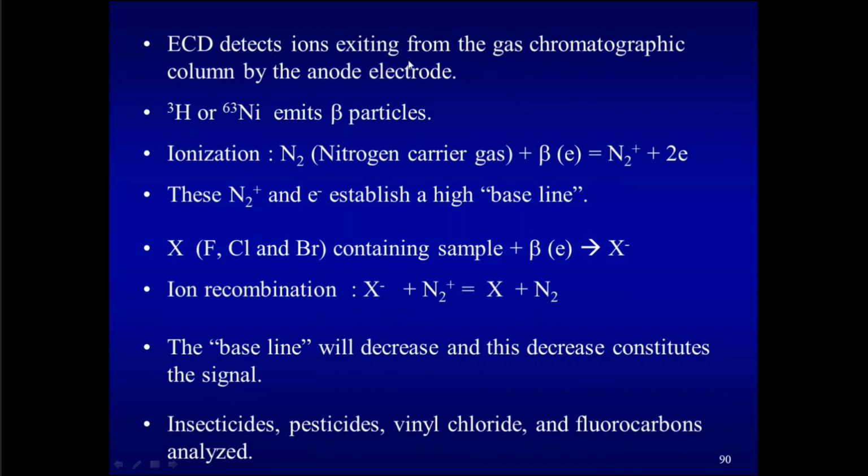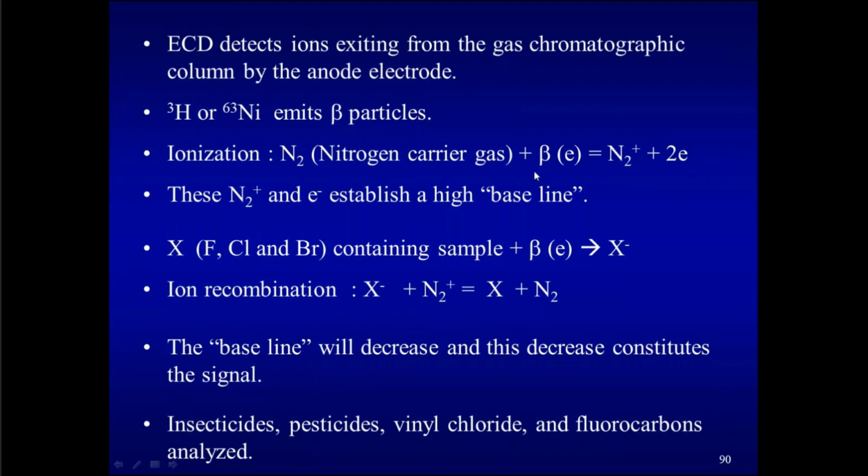ECD detects ions exiting from the gas chromatographic column by the anode electrode. So you have tritium or 63 nickel as the radioactive source. It emits beta particles or beta electrons. Negative charges they are. The ionization, how it takes place for this detector: nitrogen is a very suitable carrier gas. So we are taking this, can also use argon. So if nitrogen is used, then what happens?